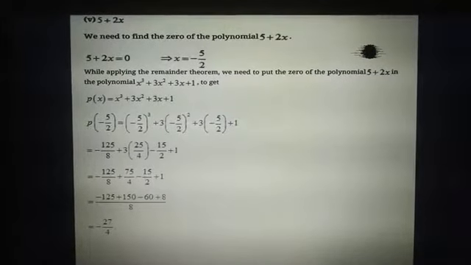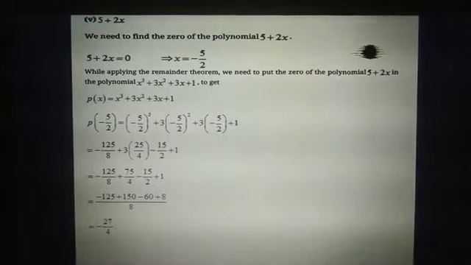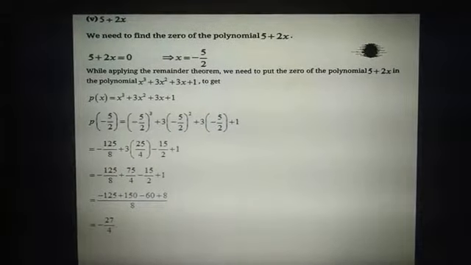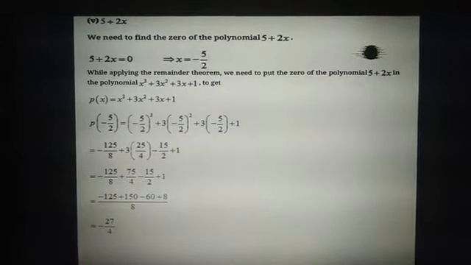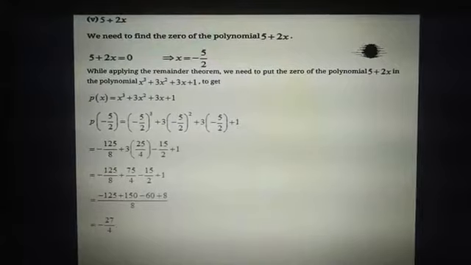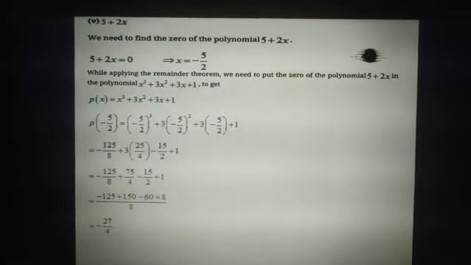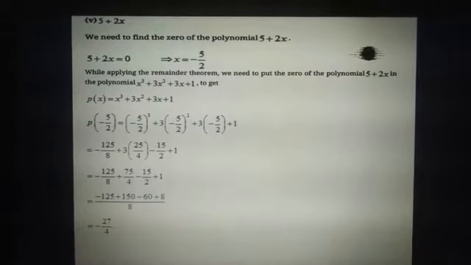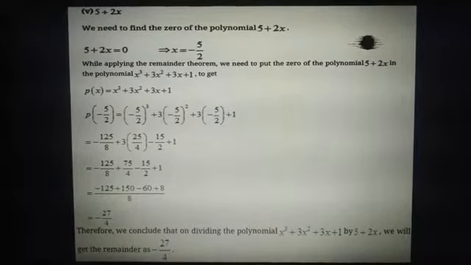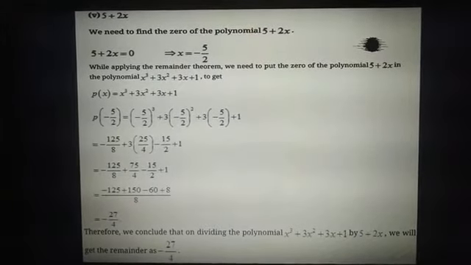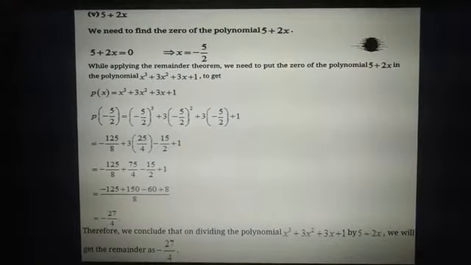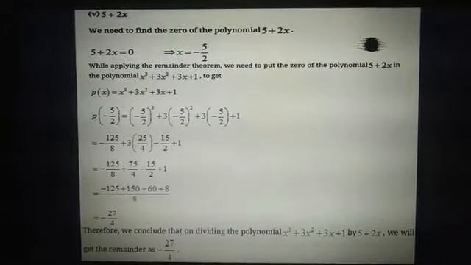Minus 15 by 2, multiply by 4. So minus 15 into 4, minus 60. Here 1 is there, so multiply by 8. So 1 into 8, 8. So minus 125 plus 150 minus 60 plus 8 whole divided by 8. So if you simplify this, you will get the answer as minus 27 by 4. Therefore, we conclude that on dividing the polynomial x cube plus 3x squared plus 3x plus 1 by 5 plus 2x, we will get the remainder as minus 27 by 4.